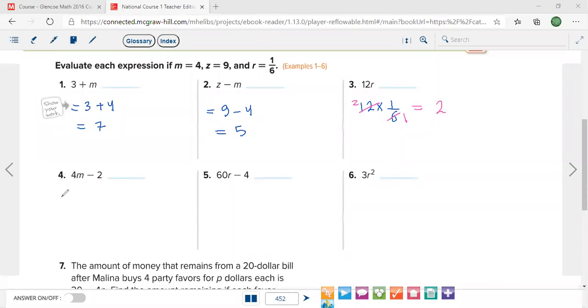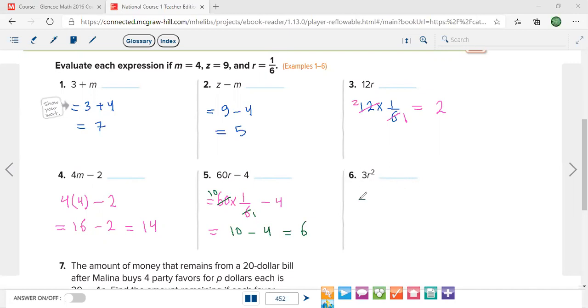4m minus 2 means 4 times m, which is 4 also, minus 2. This will give you 16 minus 2, which is 14. 60r, so 60 times r, which is 1 over 6, minus 4. We can use cancellation for this one. Divide by 6 is 1, divide by 6 is 10. So 10 times 1 is 10. And you know 10 minus 4 is 6.